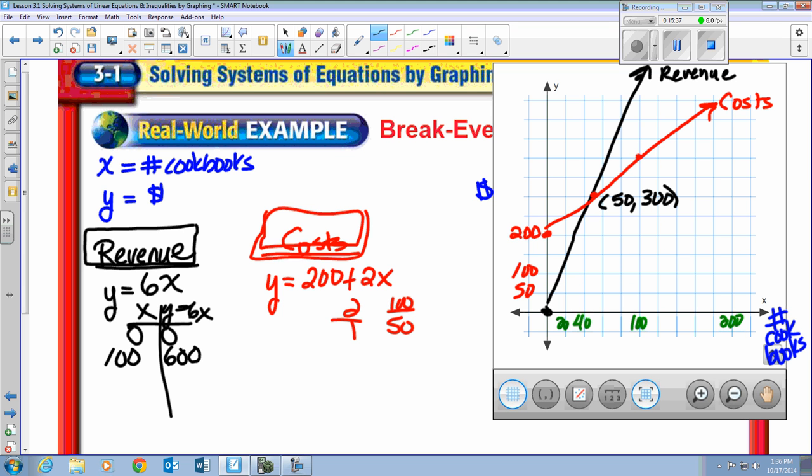What is my profit? 0. I've made nothing, but I broke even. This is my break-even point. Break-even point. This is where my profit is equal to 0.